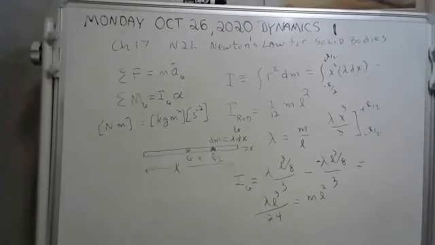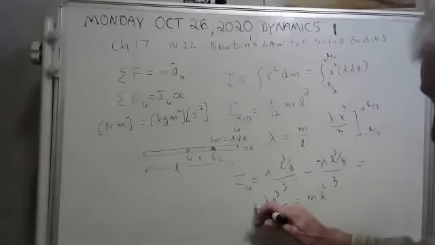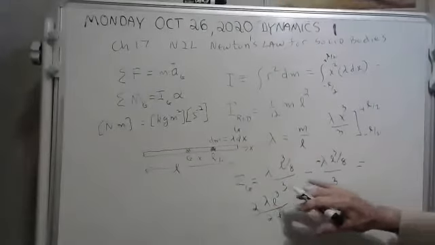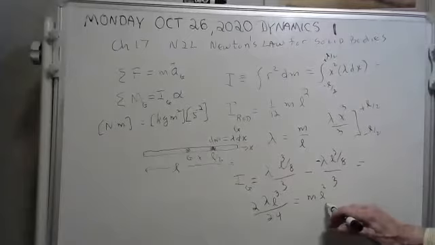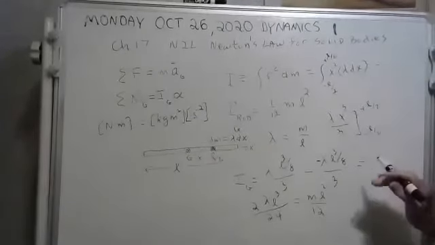What did I do? I did something wrong. Yeah, here's what I did wrong. I think you got 2 of these. Because 8 times 3 is 24, but see, you got 2 of these. And so what you wind up with is 1/12 ml squared, and ta-da, we're done.